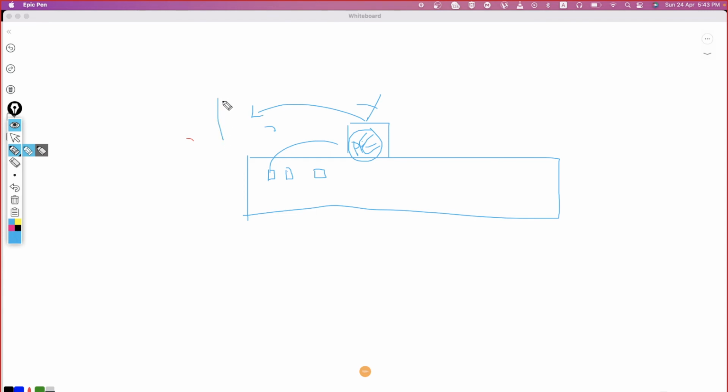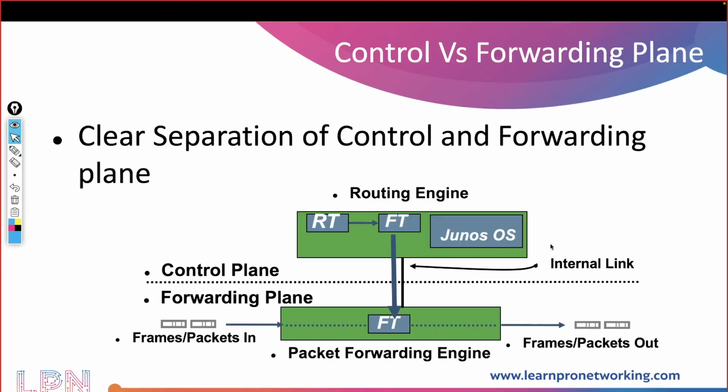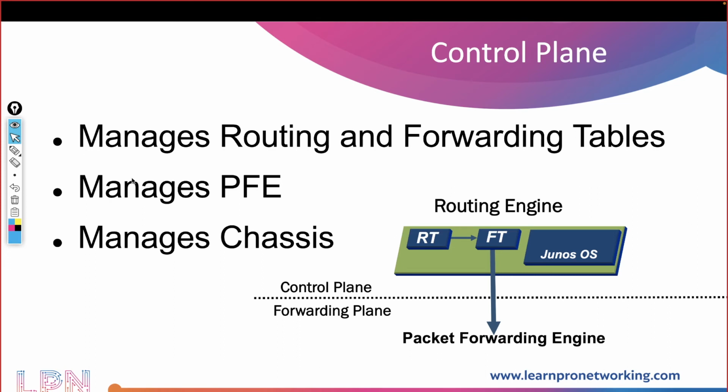The control plane keeps the master copy of the routing table as well as the forwarding table. Does it make sense? We are talking about the control plane, and it is responsible for managing the PFE. In what sense? Any updates to the master copy of the forwarding table will have high priority to synchronize this information with the PFE. See, there is a change in the routing table. Because of that, there might be some changes in the forwarding table. If there is a change in the forwarding table in the control plane, that has to be synchronized with the ASICs or the PFEs. That is going to have the highest priority. That is what I'm trying to mean. That is where this manages PFE comes into the picture.